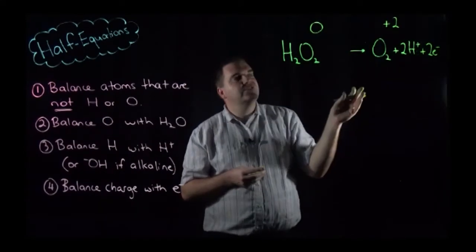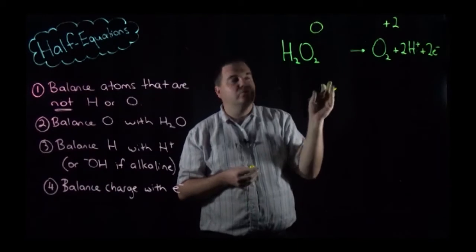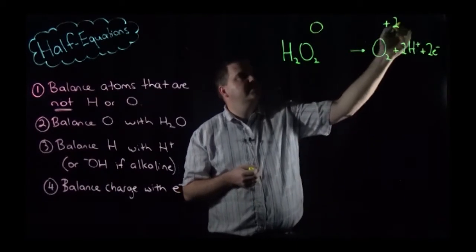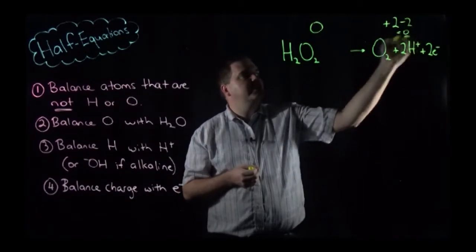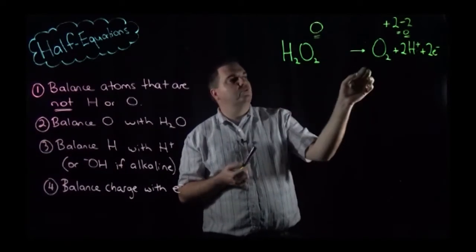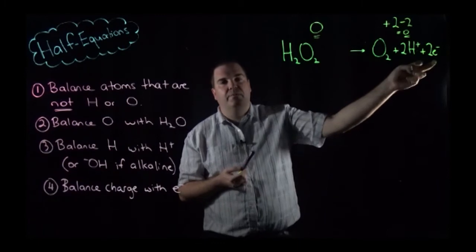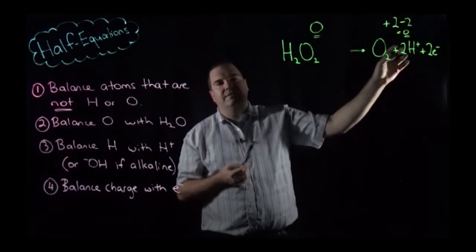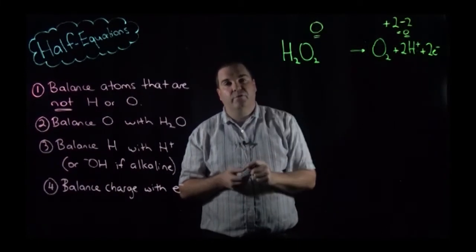Okay? Adding in the 2 electrons there allows that to go down to a 0 charge, which balances out our 2 sides. So our half equation is H2O2 forms O2 plus 2H+ plus 2e-. Alright, and that's an example of a half equation.